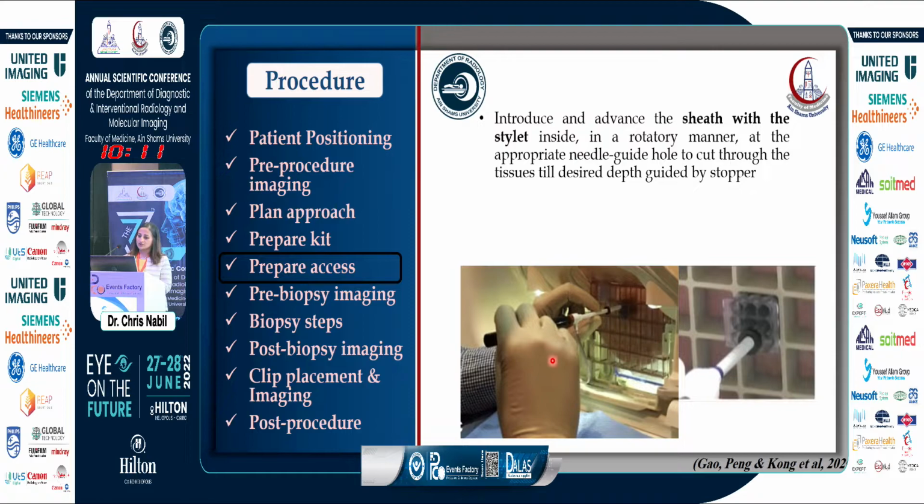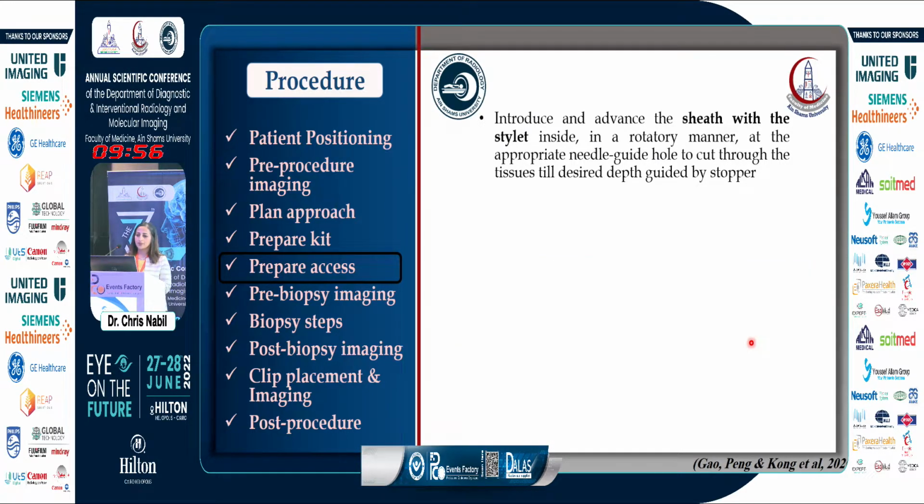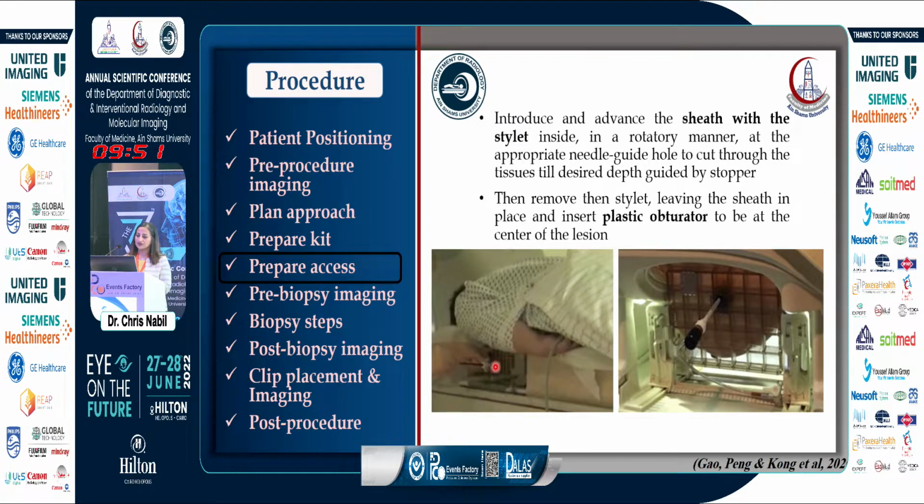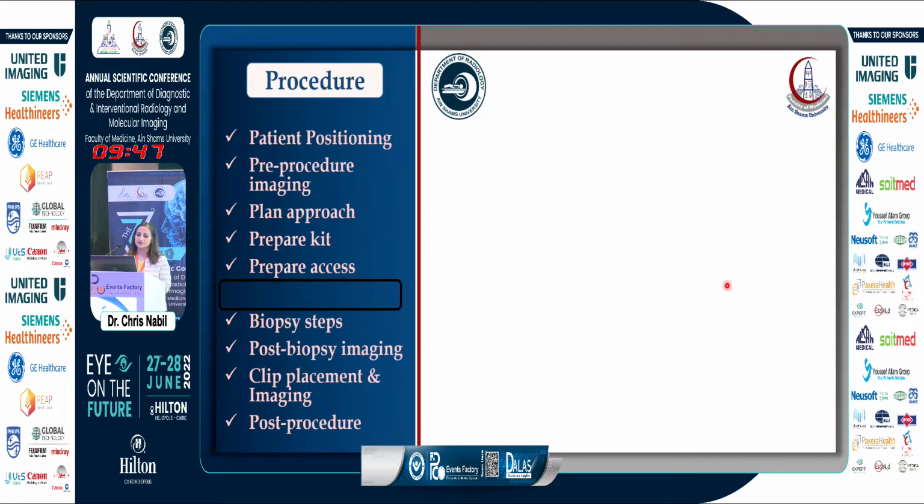Then we introduce and advance the stylet inside the sheath in a rotatory manner through the appropriate needle guide hole to cut through the depth until reaching the lesion, which is guided by the depth stopper on the sheath. Then we remove the stylet, leaving the sheath in place, and we insert the plastic obturator or the marker to be at the center of the lesion.